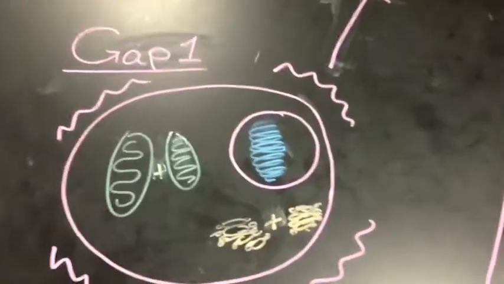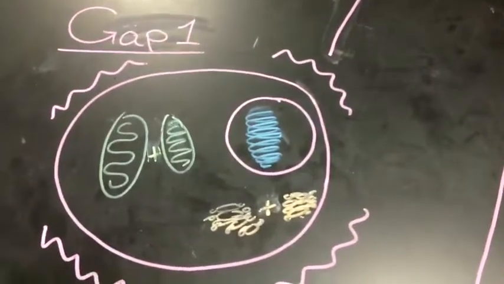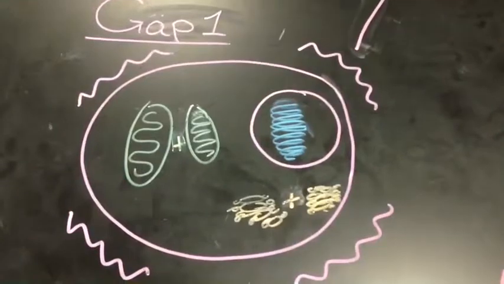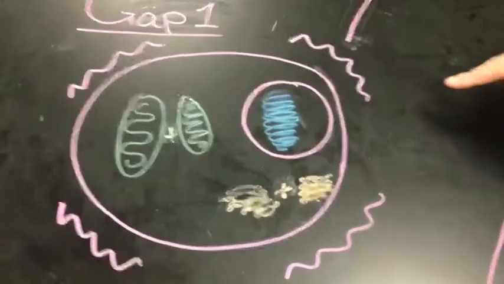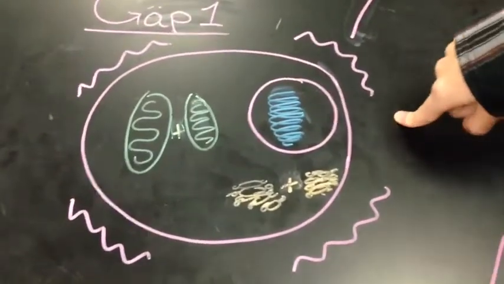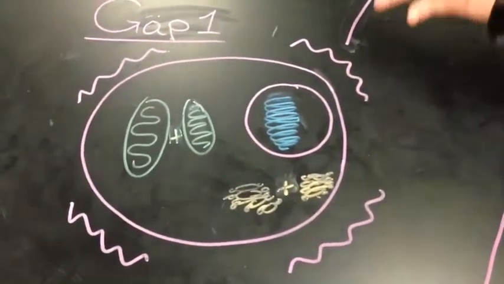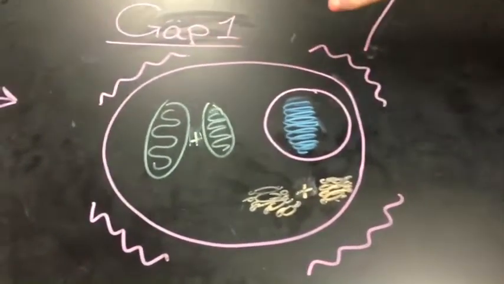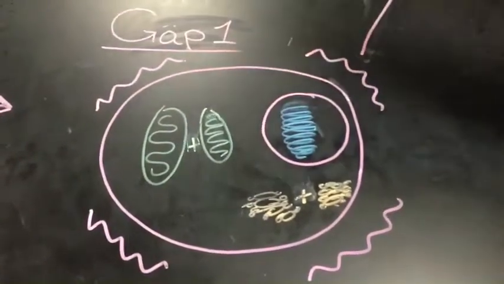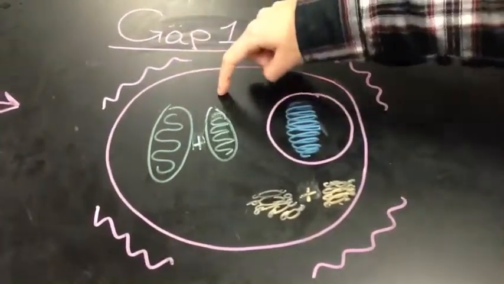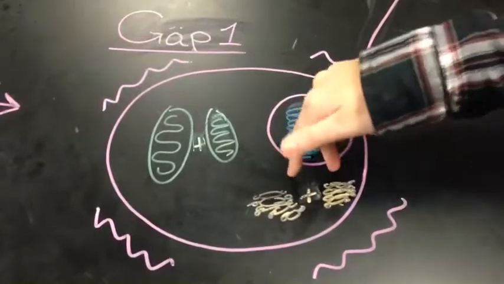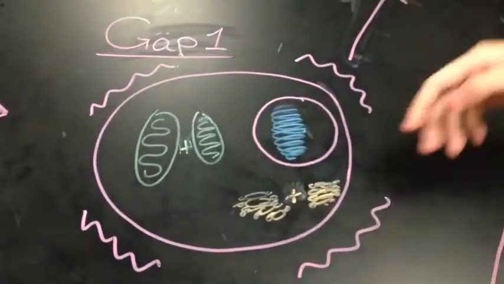Okay. So the first part of the cell cycle is gap 1. In gap 1, the cell grows in size for a little bit. And what also happens is the organelles in the cell are duplicated. So there are 2 mitochondria here and there are some Golgi bodies here. So the organelles are duplicated.